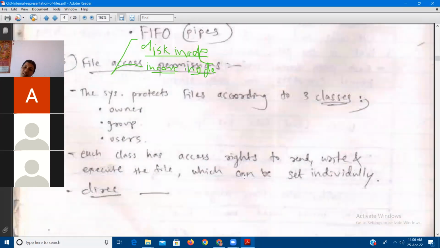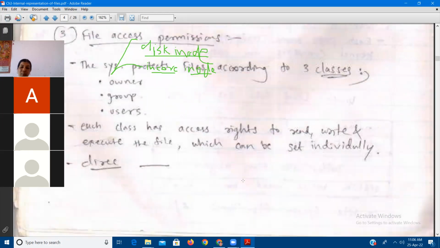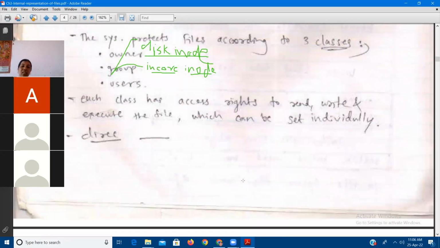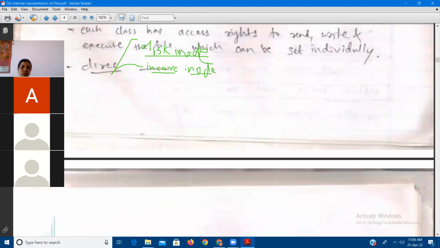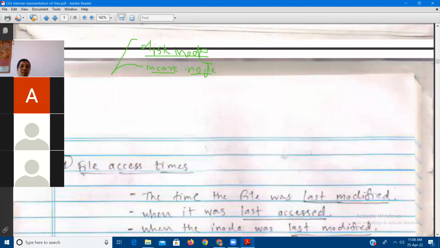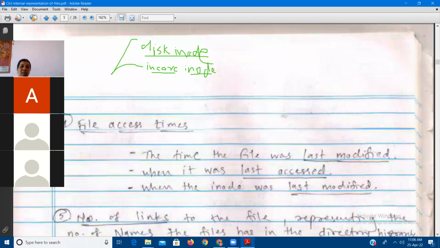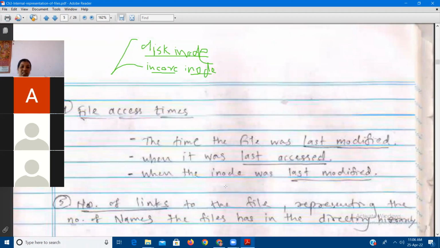Okay, so again you can take the help of the stat command. If you use the stat command or the ls -l command, you will understand which permissions the file has, which permissions its owner has, which permissions the group has and which permissions the user has. So that you are able to understand with the help of the stat command as well as the ls -l command. The next field inside the disk inode is file access times: the time the file was last modified, when it was last accessed, and when the inode was last modified.